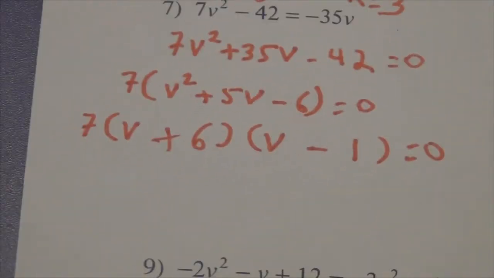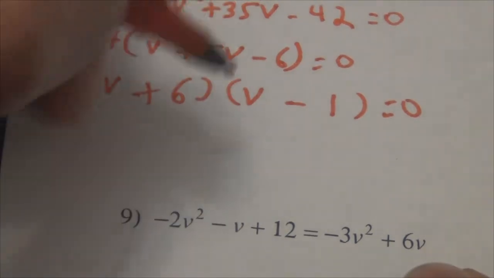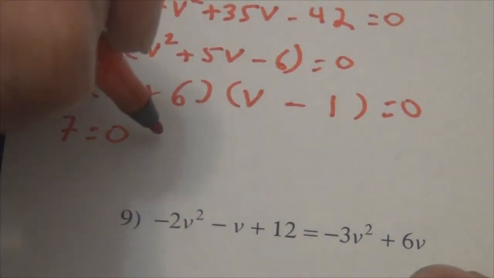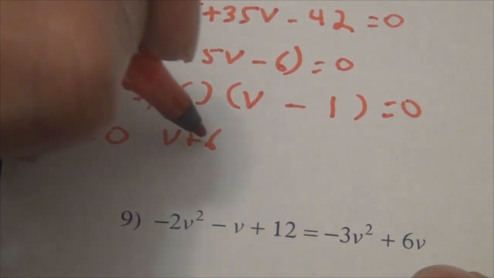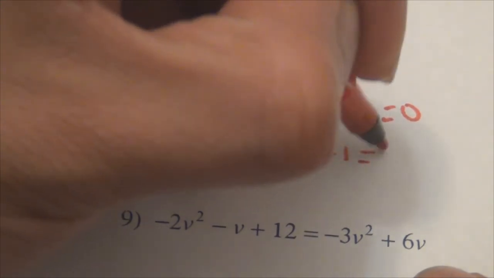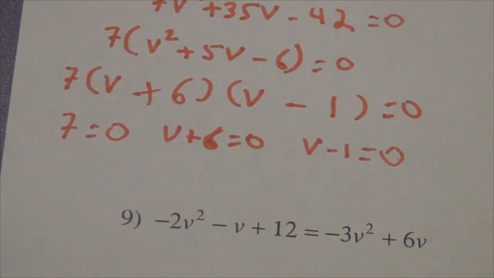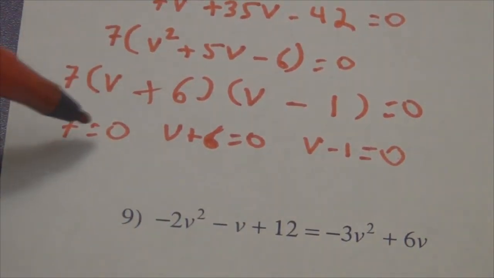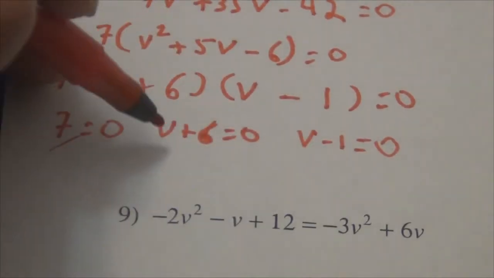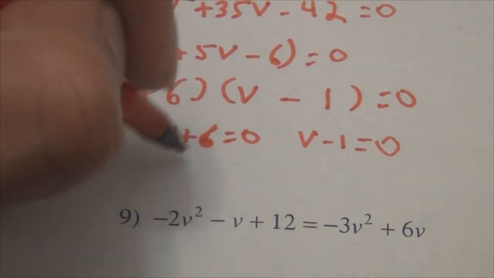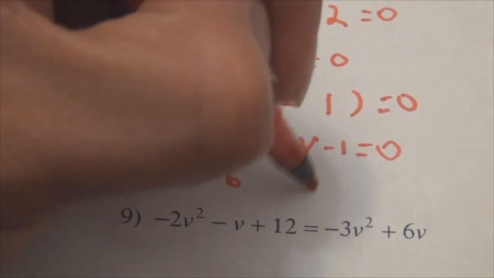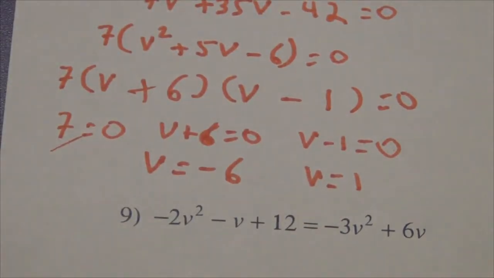Okay. Now, you got to make each factor equal to 0. So, 7 is a factor. b plus 6 is a factor. b minus 1 is a factor. Now you solve for the letter. 7 will never be equal to 0, so we reject this choice. What number plus 6 is 0? Subtract 6 from both sides. Add 1 to both sides. And voila.